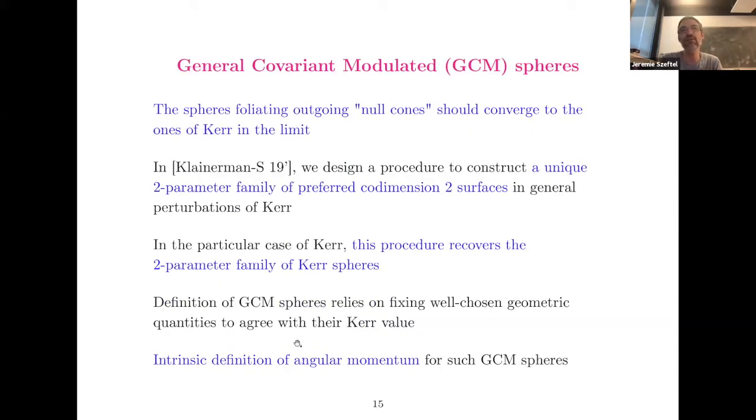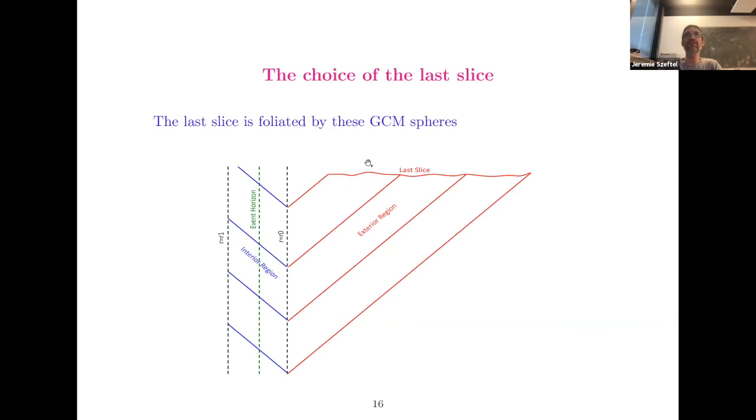So these spheres come up naturally, and we can define an intrinsic notion of angular momentum and mass on them. This is the one we use to set up the parameters A and M. So somehow this slide not only answers the issue of the spheres, but also provides an answer for the definition of the mass and the angular momentum. Okay, so where do these special GCN spheres take place? Again, in the proof, this is connected to the last slice.